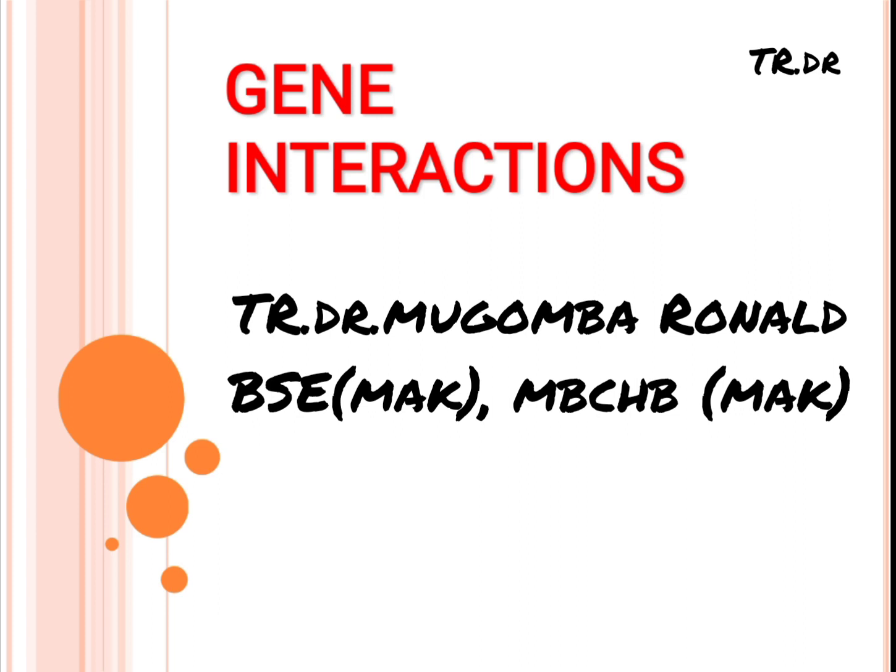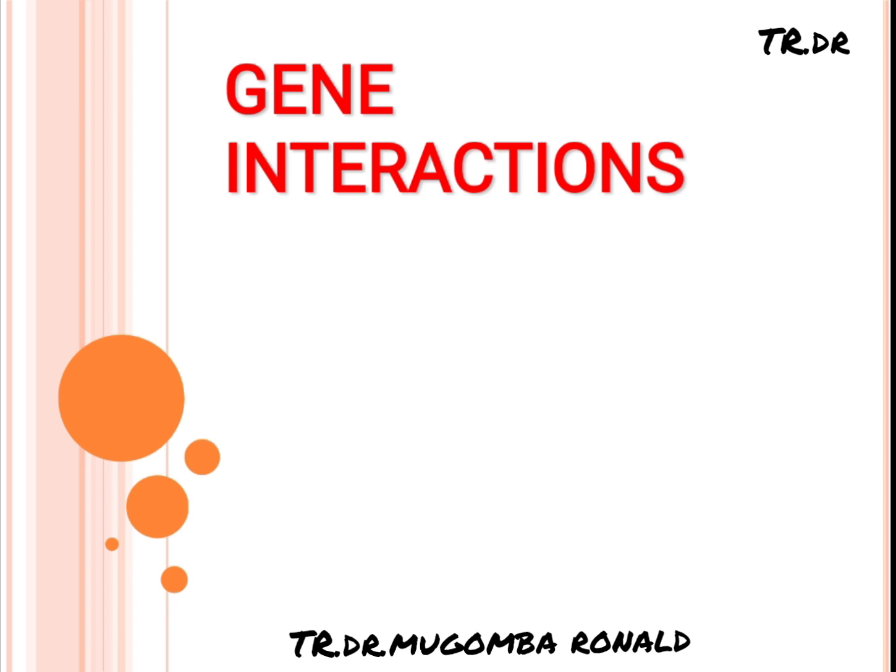So gene interactions are another example of a deviation from Mendelian inheritance. So gene interactions, it's one of the other examples of deviations from the 3:1 phenotypic ratio, or from a 9:3:3:1 phenotypic ratio. So that's what we are going to basically look at, how the genes interact.